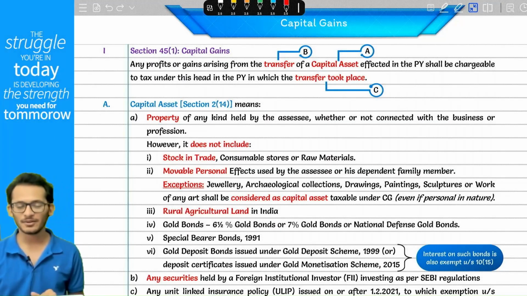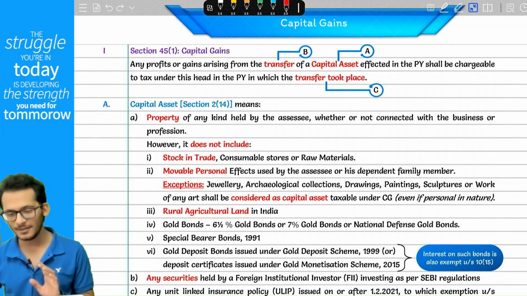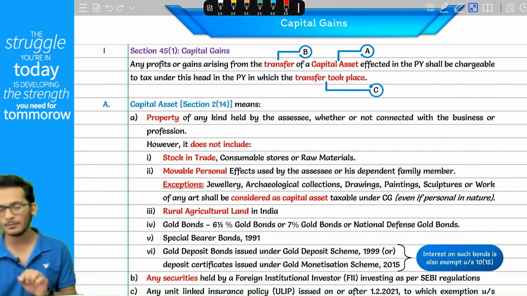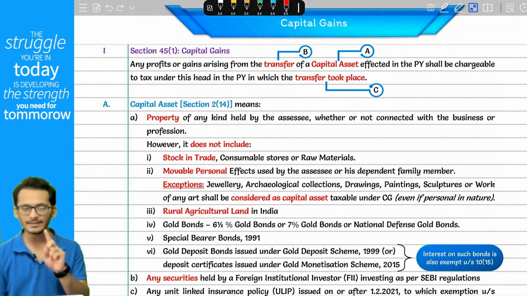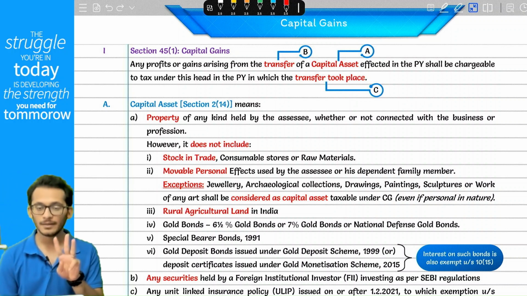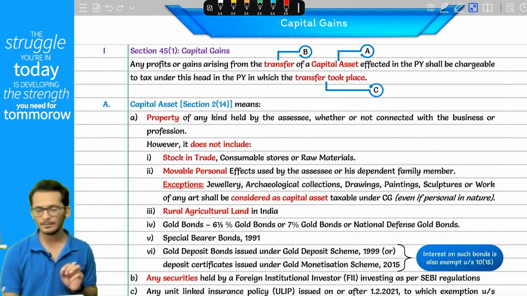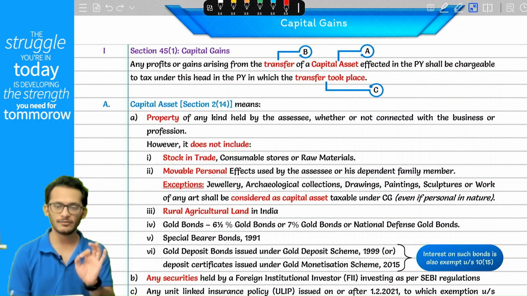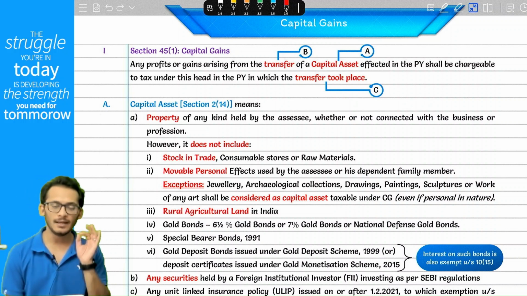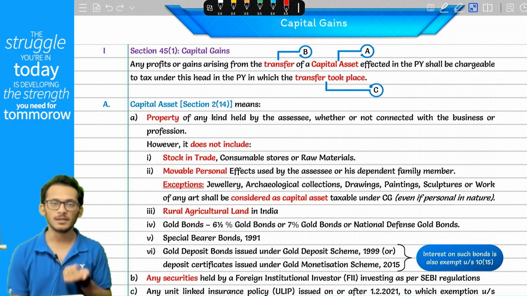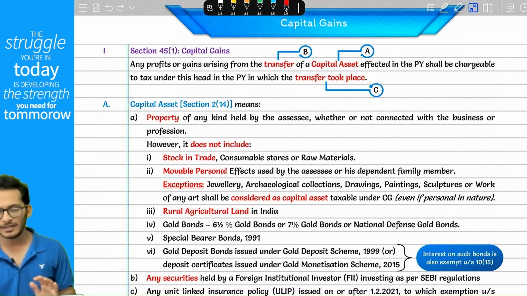Right? What we are going to do is start with the revision of capital gains. The revision of capital gains in my book is in 3 chapters: capital gains, business reorganization, and transaction with owners. Now, the chapter of capital gains in my book says that any kind of transfer of a capital asset which is happening in the previous year will be taxable under the head capital gains.